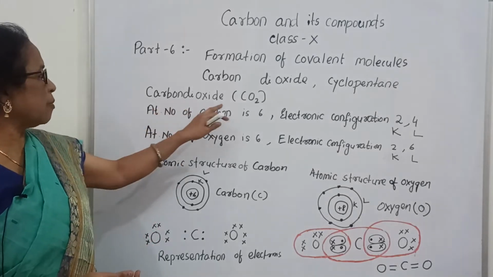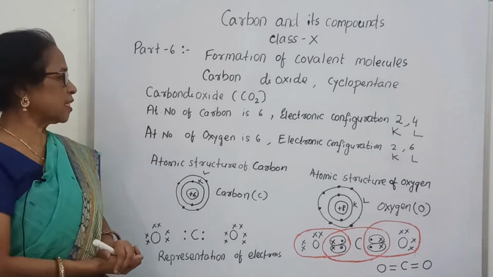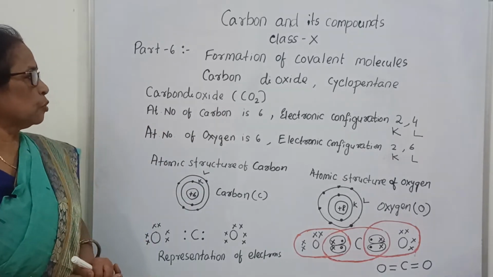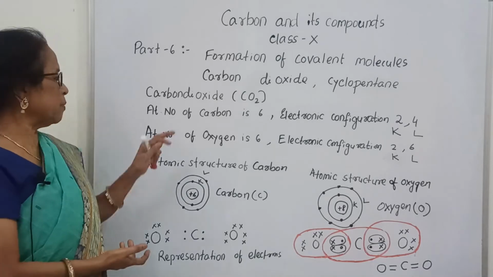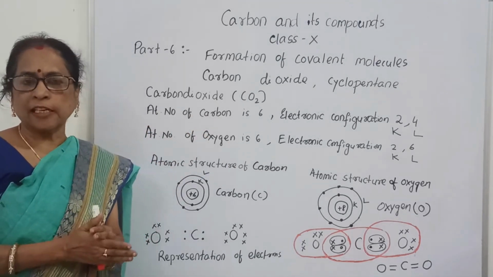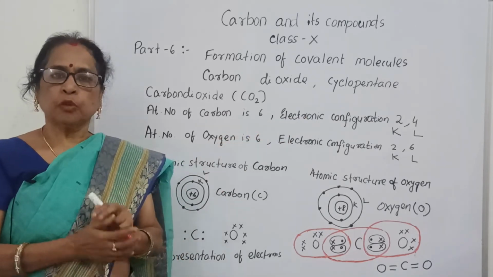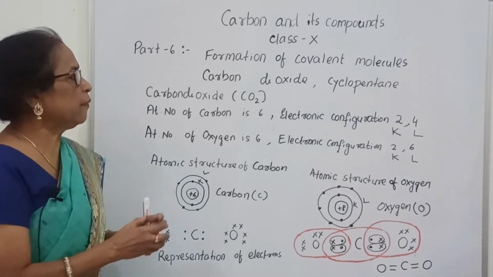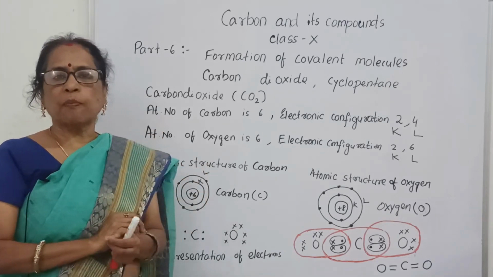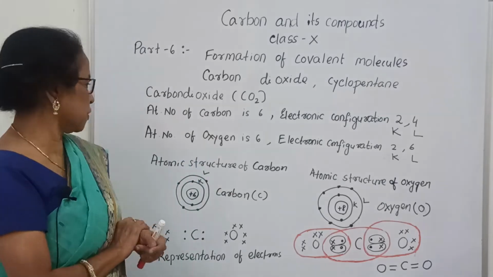What is the formula of carbon dioxide? CO2. The atomic number of carbon is 6, electronic configuration 2, 4. What does this mean? Atomic number of carbon is 6 means the number of protons is 6 and the number of electrons is 6. So the electronic configuration is 2, 4. That means the K shell occupies 2 electrons whereas the L shell occupies 4 electrons.